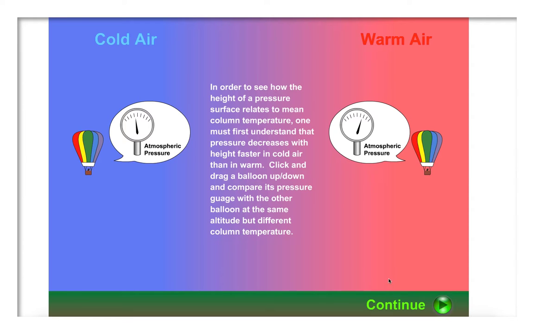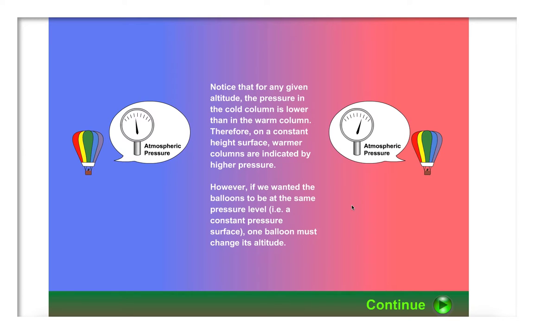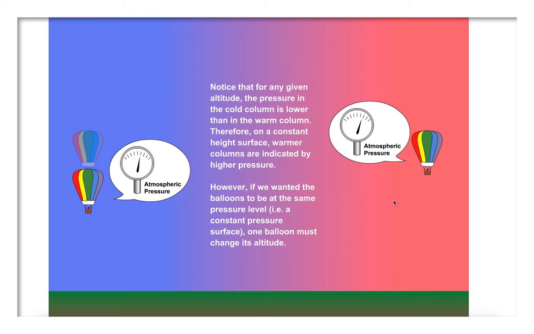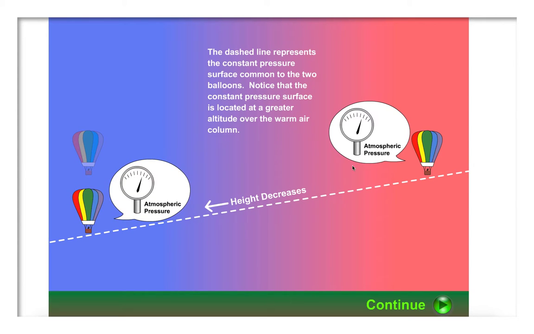In the warm air column, you have to go up substantially higher heights to get the same atmospheric pressure drop, and that's what I'm going to show next. So this simulation can show if we wanted the balloons to be at the same pressure level, that is a constant pressure surface, one balloon must change its altitude. So in order to get these balloons to be at the same atmospheric pressure, I actually have to take that cold air balloon and bring it down to a lower level to get equivalent pressures. And this is showing what's called a pressure surface. So any given pressure, you could say this is a 500 millibar pressure surface, for instance. It slopes downward. The height of that pressure surface must slope downwards towards colder air.